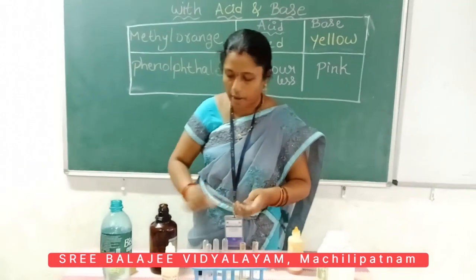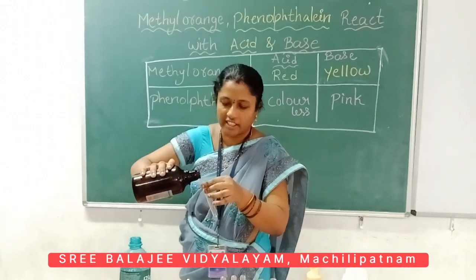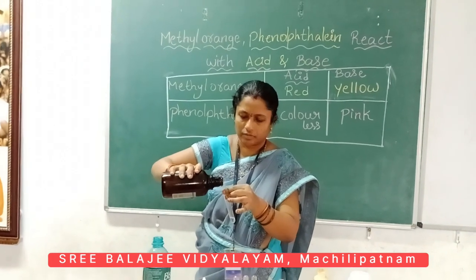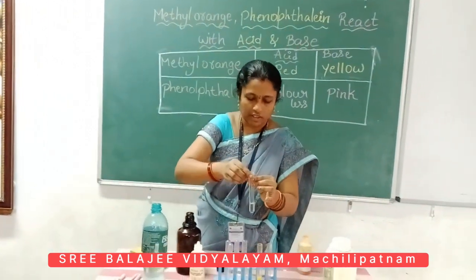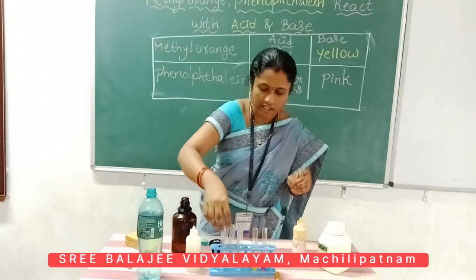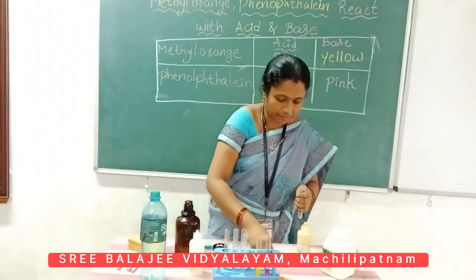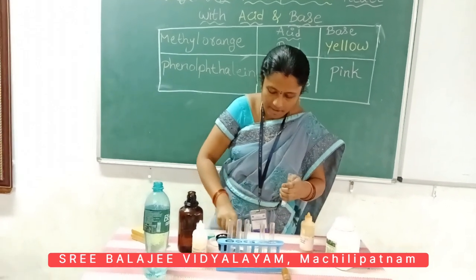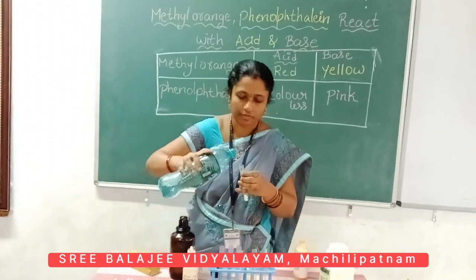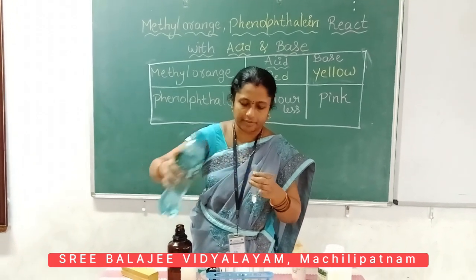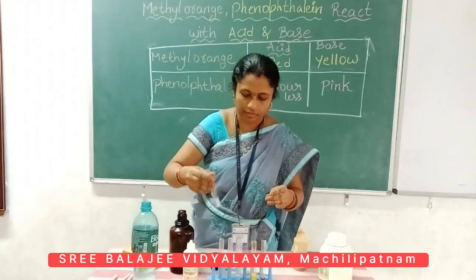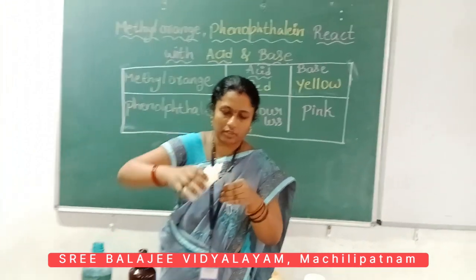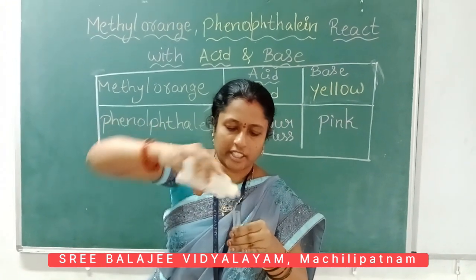Next, again you take some amount of acid in one test tube, and in another test tube you take a small amount of base. This acid and base react with phenolphthalein indicator. Acid reacts with phenolphthalein indicator.